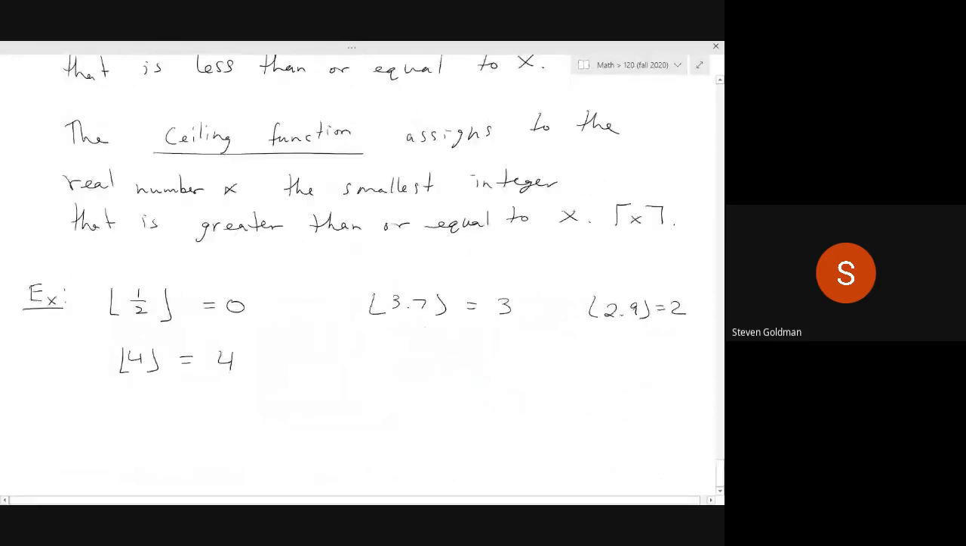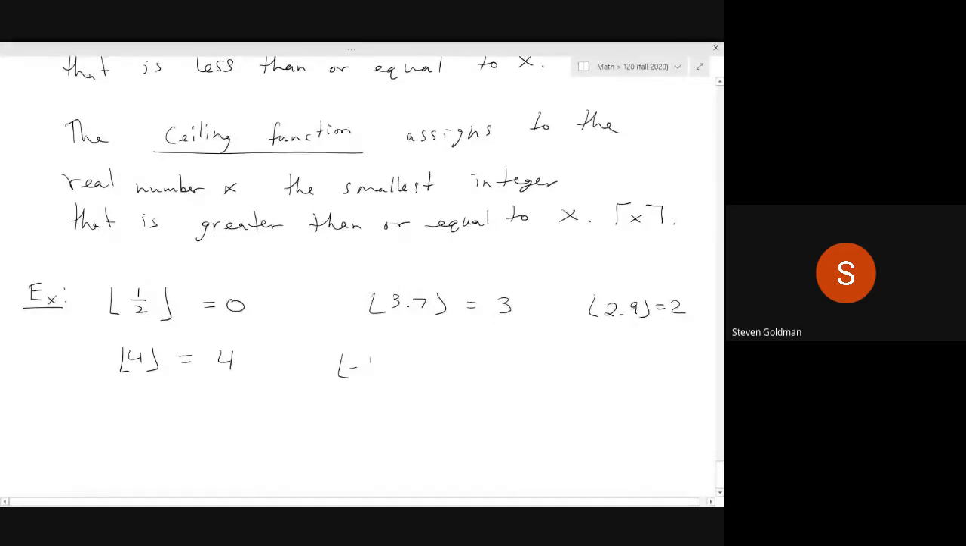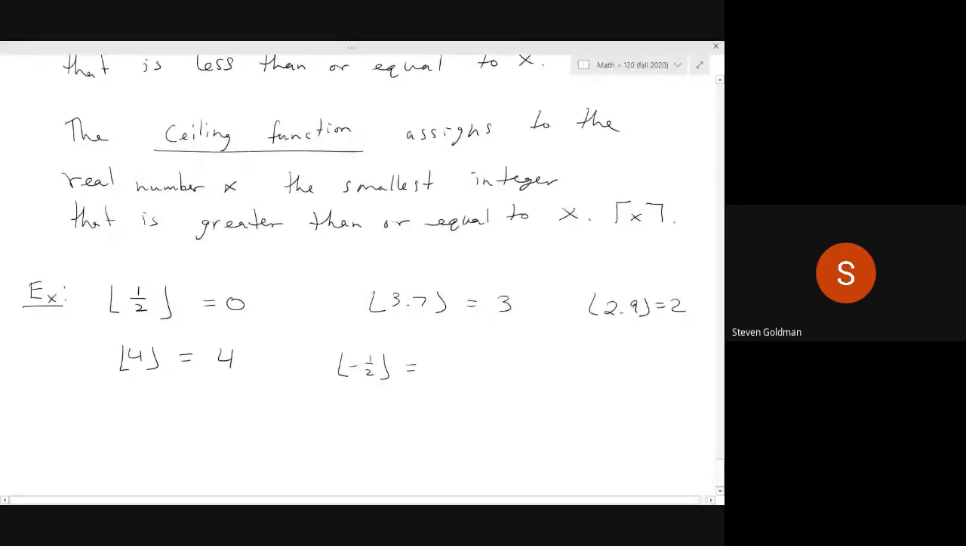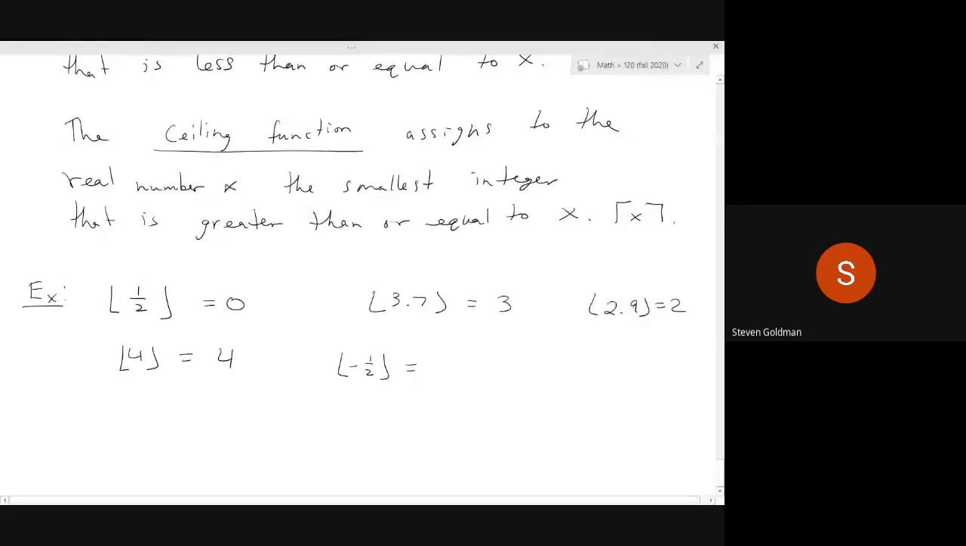Okay. What about for the following? Let's say I plug in negative 1/2 into the floor function. What will that be equal to? Yep, -1. Remember we're rounding down. It's -1, not 0.